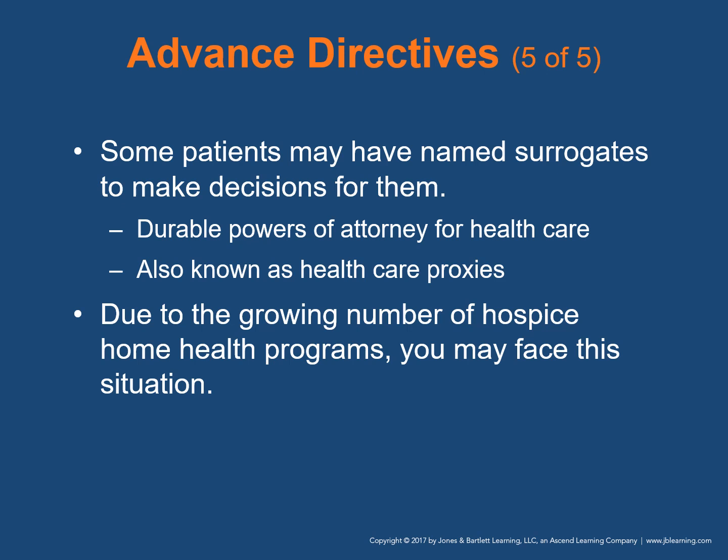Some patients may have named surrogates to make decisions for them when they can no longer make their own. These are also known as durable powers of attorney for health care and are also known as healthcare proxies. Because of the growing number of hospice home health programs, you may be faced with this type of situation fairly often. If you're presented with an advance directive, you should never become annoyed with family members. The patients and their families should be treated with the utmost respect and empathy.